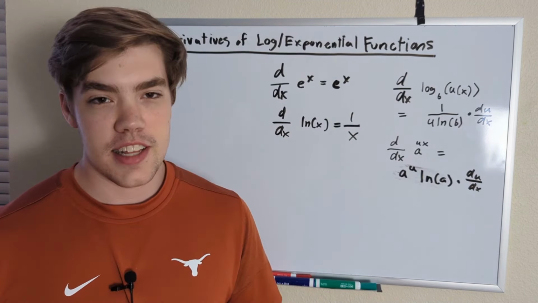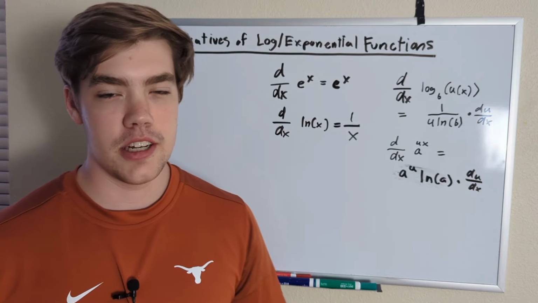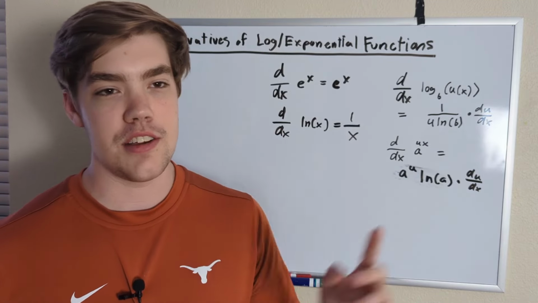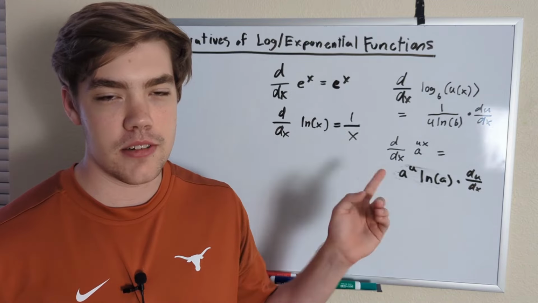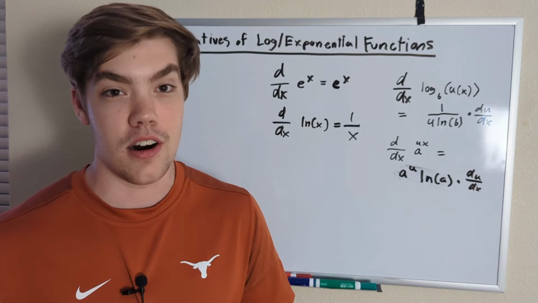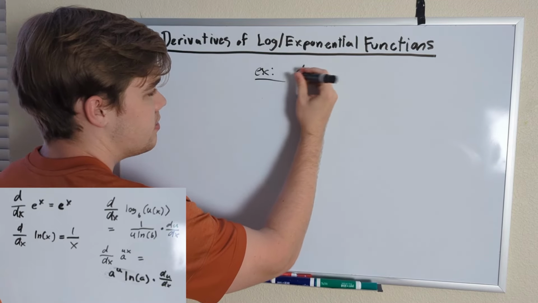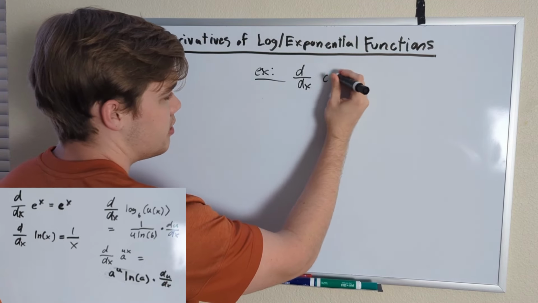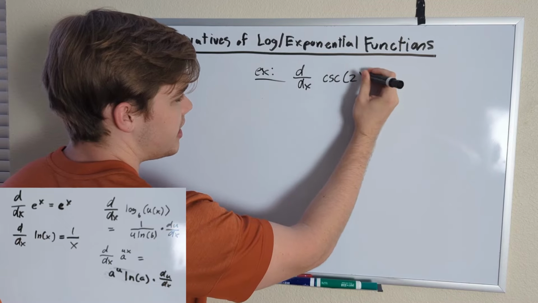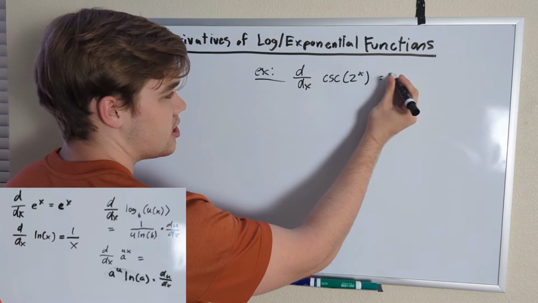So now that we've established all of our logarithmic and exponential functions, let's do 2 examples today using these to solve these equations. I'm going to erase them from the board here, but I'll leave them up in a screenshot on screen. In our first example, we're going to find the derivative of cosecant of 2 to the x. What does this derivative equal?